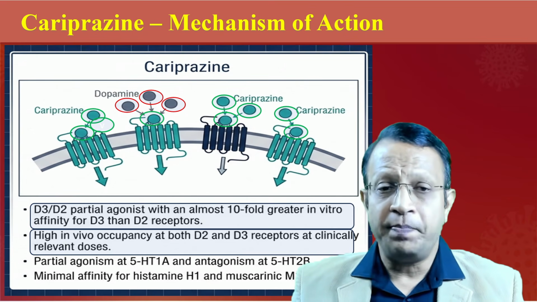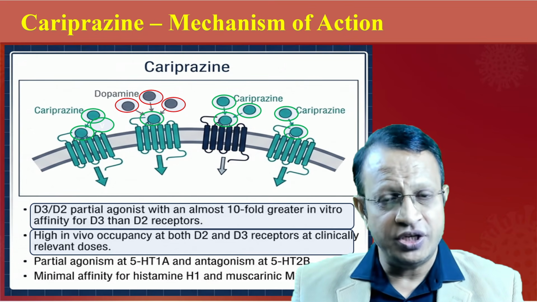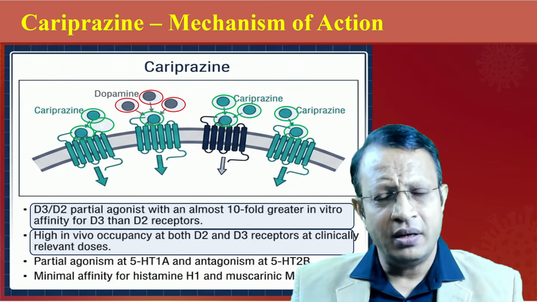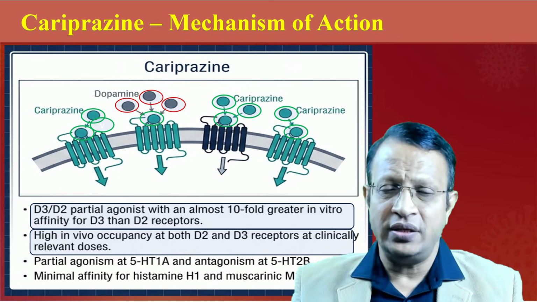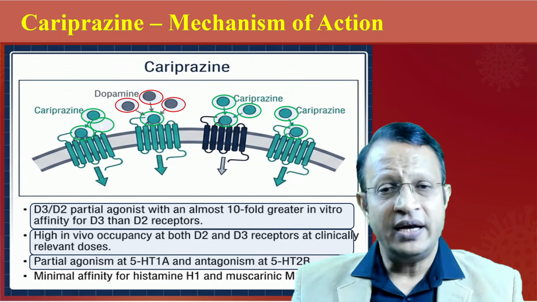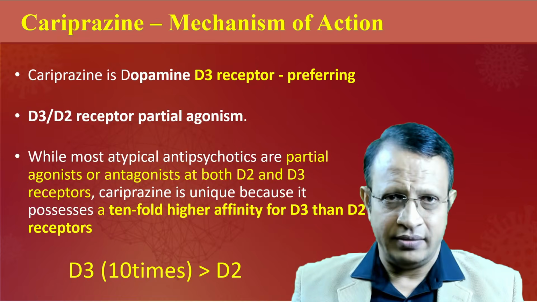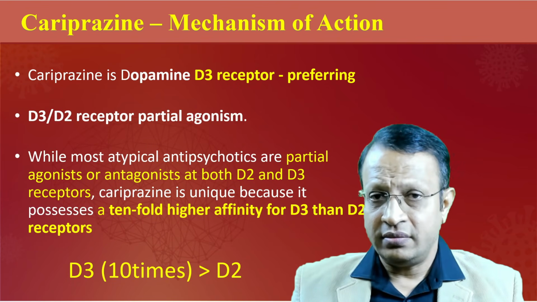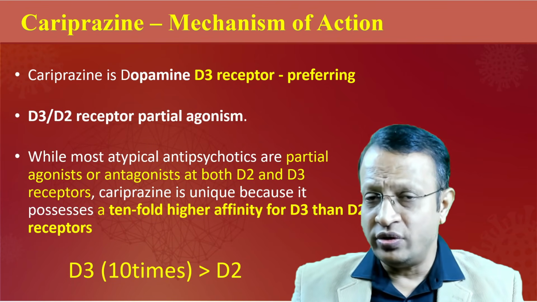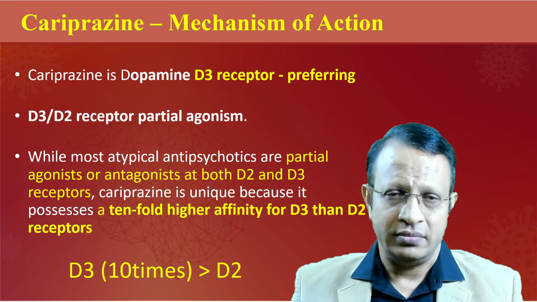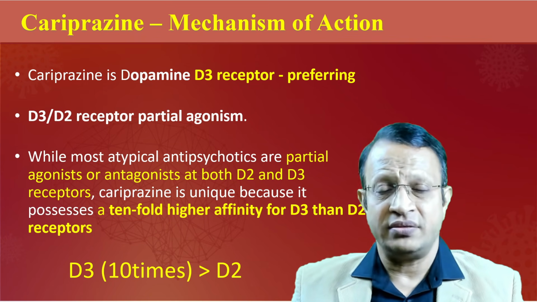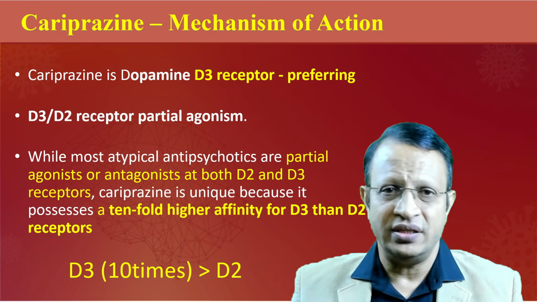Further, it has partial agonism at 5-HT1A and antagonism at 5-HT2B, with minimal activity at H1, that is histaminic, and muscarinic receptors. Let's look into all of these once again. Cariprazine has the highest affinity towards the dopamine 3 receptor. When compared to D2, it has 10 times more affinity towards D3.